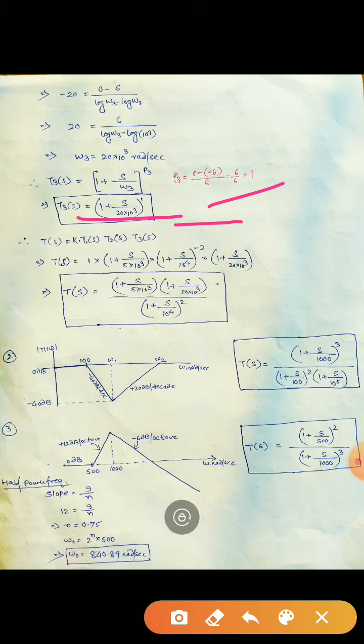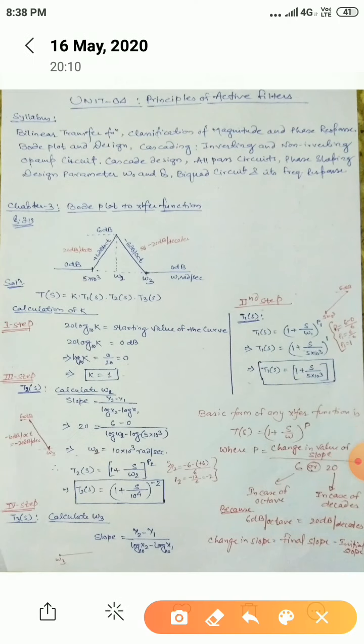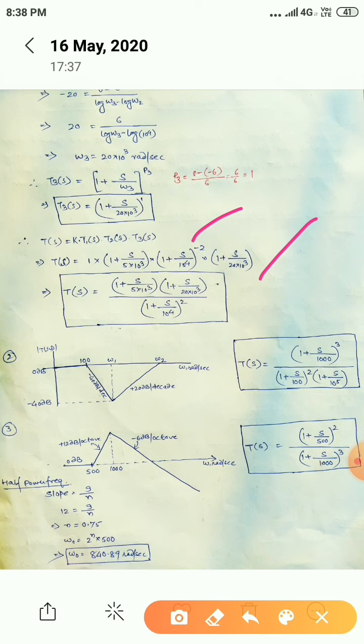Now substitute these values in equation number 1. The value of K calculated is equal to 1 into 10 to the power 3, and T of s is this one. So by this we can see how we have calculated the value of the transfer function. This is the basic procedure for the calculation of the transfer function of any kind of Bode plot. Any kind of Bode plot can be calculated with the help of this particular procedure. Thank you.